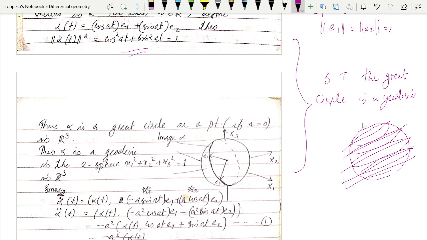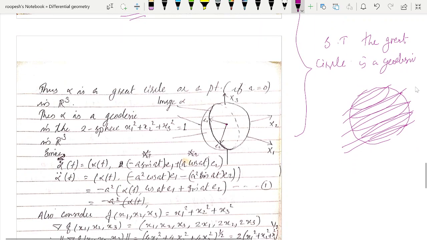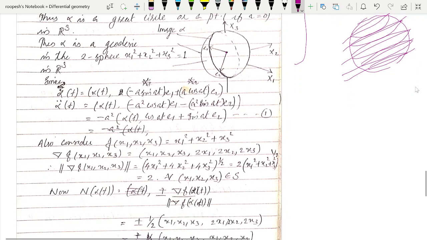Evidently the largest radius means it should pass through the center, it should be the diameter, right? So we will say that this is the great circle. So we want to show that the great circle is a geodesic. So again what you are going to do is show that the acceleration is a multiple of the normal. So first you find alpha of t and alpha double dot of t.